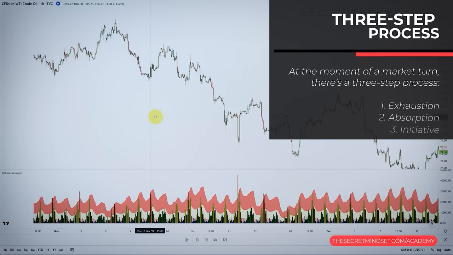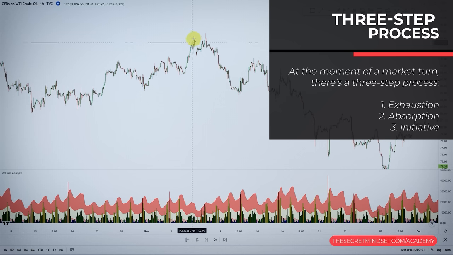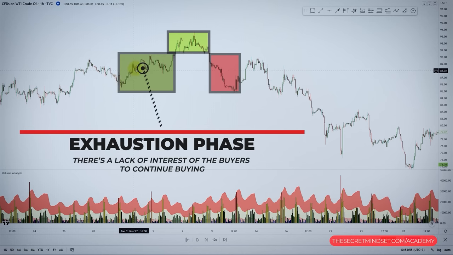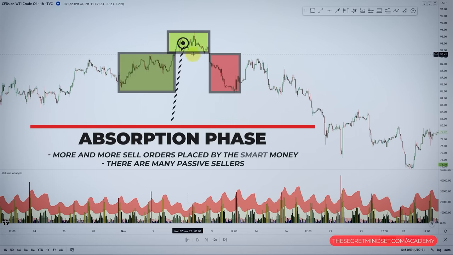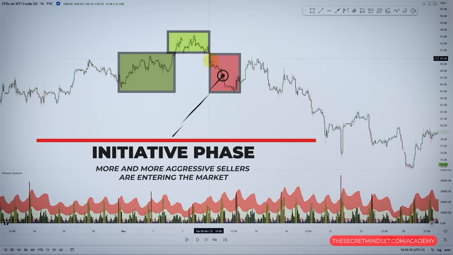At the moment of a market turn, we will always have a three-step process: exhaustion, absorption, and initiative. During an uptrend, in the exhaustion phase, there's a lack of interest of the buyers to continue buying. During absorption phase, you'll see more and more sell orders placed by the smart money. During absorption phase, there are many passive sellers. The initiative phase is characterized by aggressive selling. More and more aggressive sellers are entering the market.